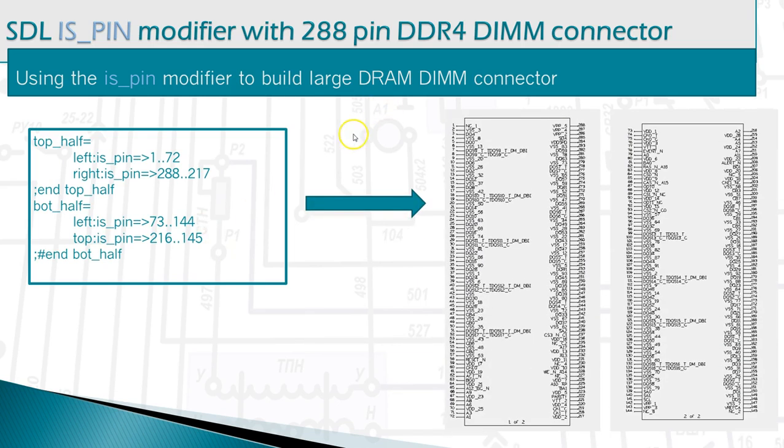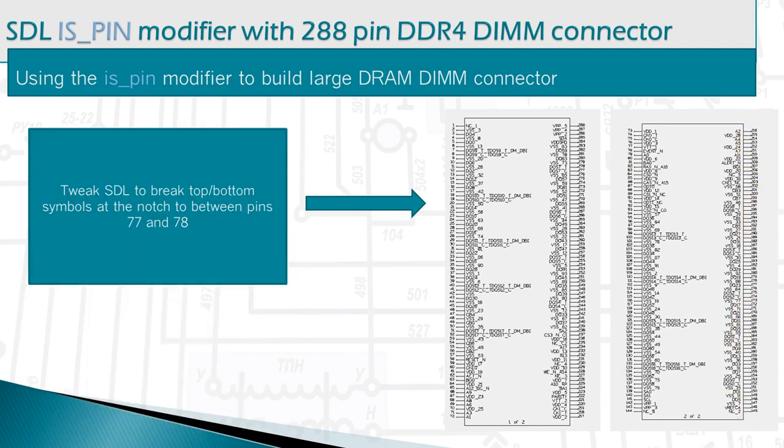That's going to create these two symbols: 1 to 72, 288 down to 217, then 73 down to 144, and 216 down to 145. So now we'll tweak the SDL to break the top-bottom symbols to show more like a real connector, where it has a notch between pins 77 and 78. So what we're going to do is move pins 73 to 77 back over to this symbol.